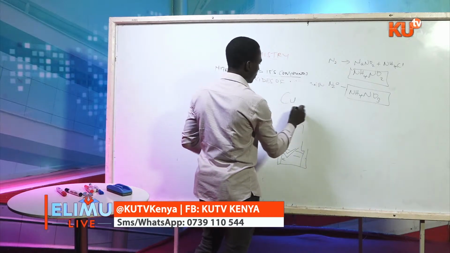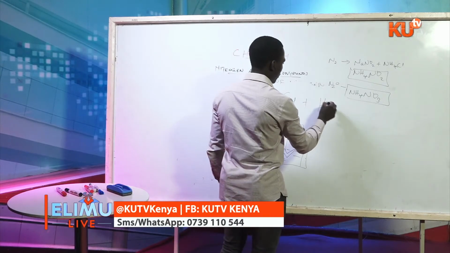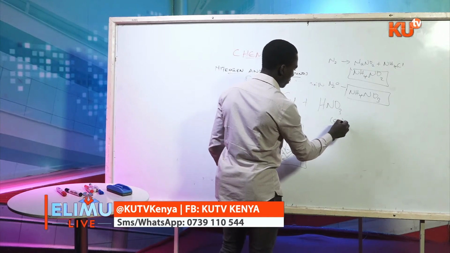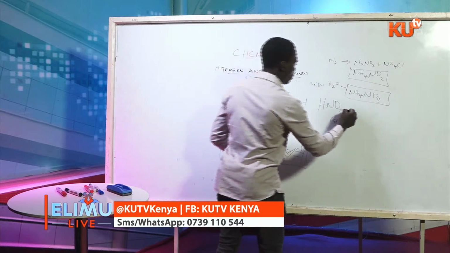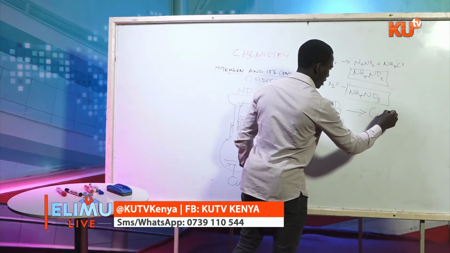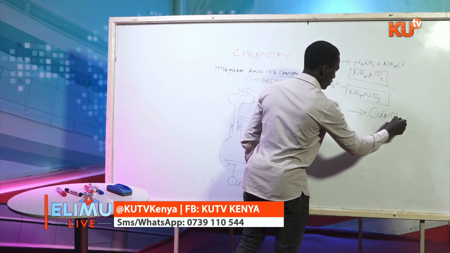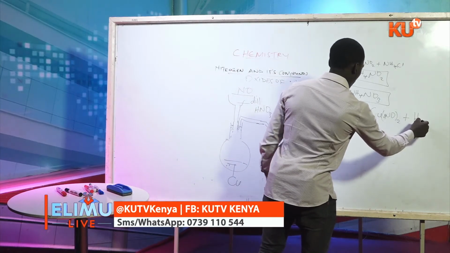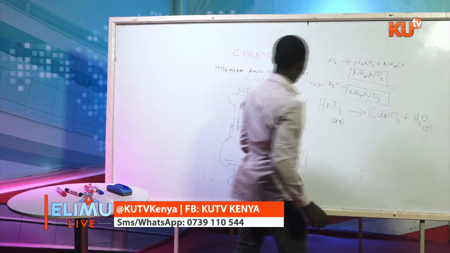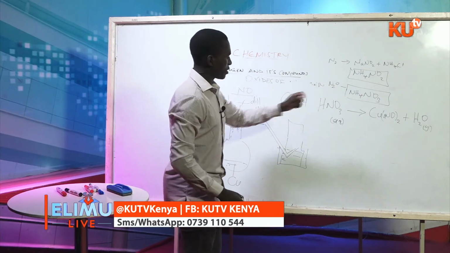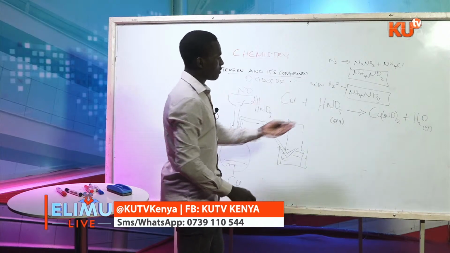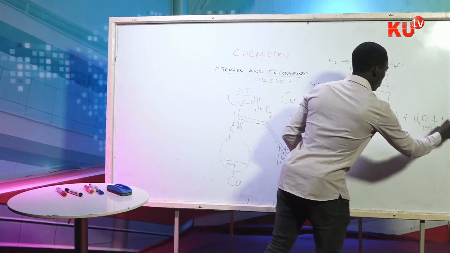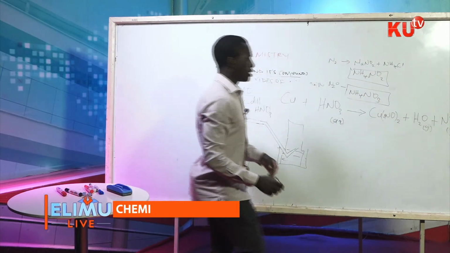And this is the equation when copper reacts with dilute nitric acid. Because it's dilute, its chemical symbol will be aqueous to show that it's dilute. We obtain copper nitrate, which we call copper(II) nitrate, plus steam. So when we react copper and nitric acid, it will give us copper(II) nitrate plus steam, and then plus nitrogen(II) oxide gas.